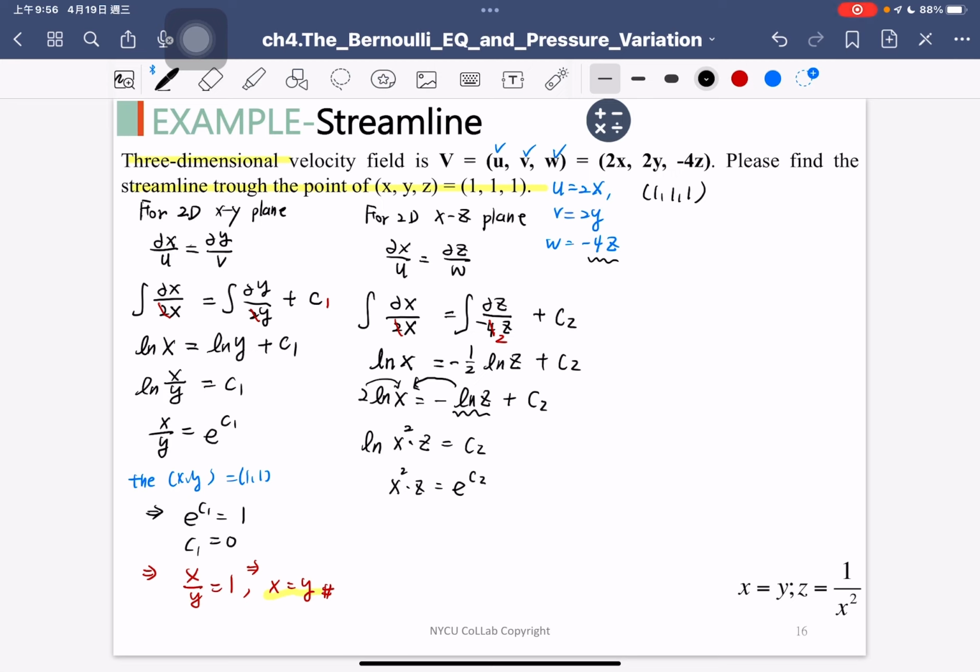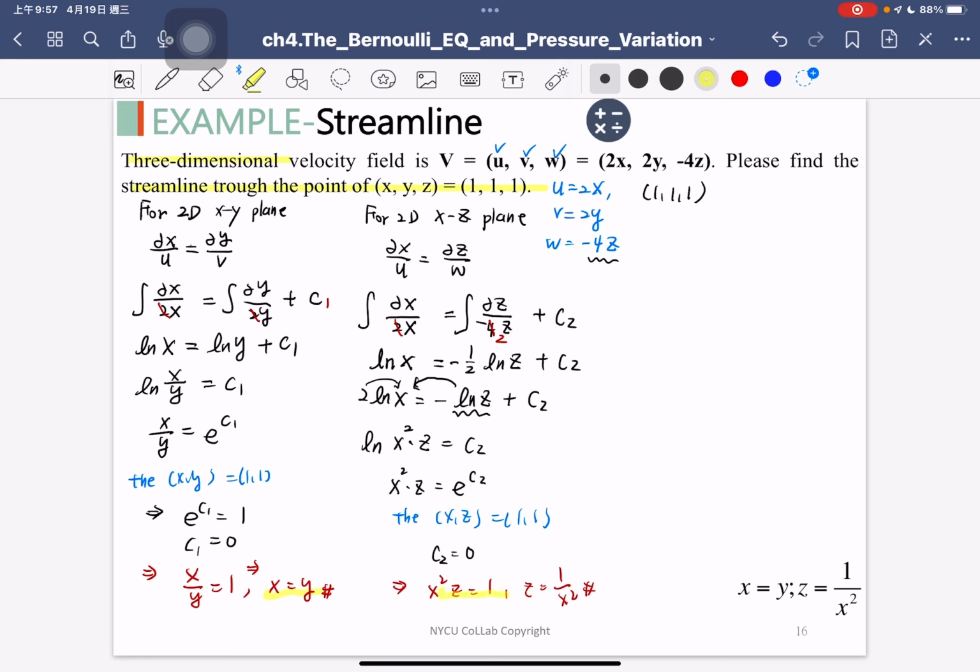So what are our conditions? The boundary condition right now is that x and z are also equal to 1 and 1. So we put the numbers inside, and finally we can say that C2 also equals 0. So we can conclude that x squared multiplied by z will equal to 1. Okay, so z will equal to 1 over x squared. Okay, so that's our another answer.